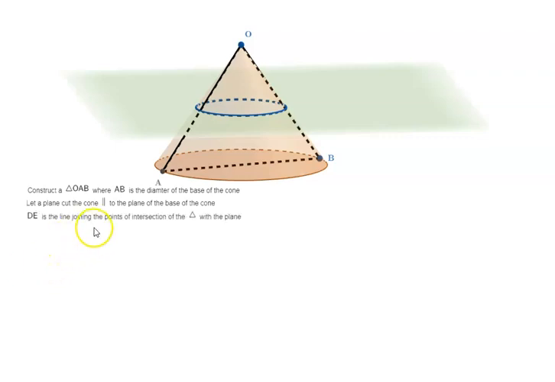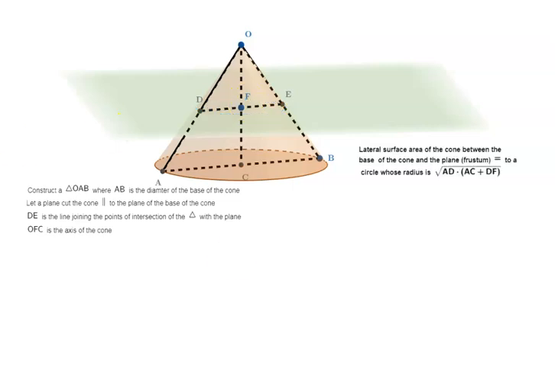Now, DE is the line joining the points of intersection of the triangle with the plane. So here DE is the intersection of this triangle with the plane. Now OFC is the axis of the cone. So axis basically is the perpendicular from O to AB. So let's draw that perpendicular. Let's say this is C and this is F. Now that you have got the idea of the intersection of the plane with the cone, that it is a circle, let me hide it off.